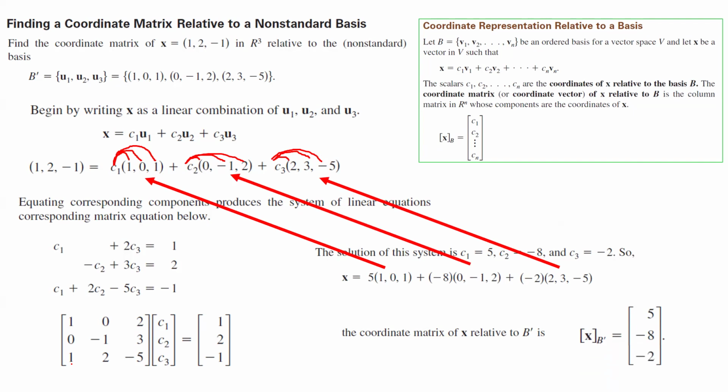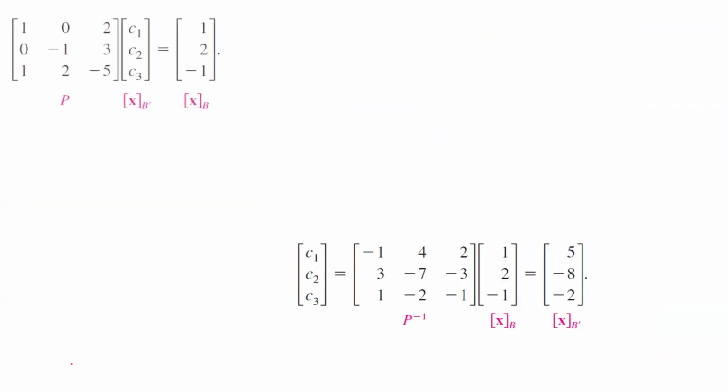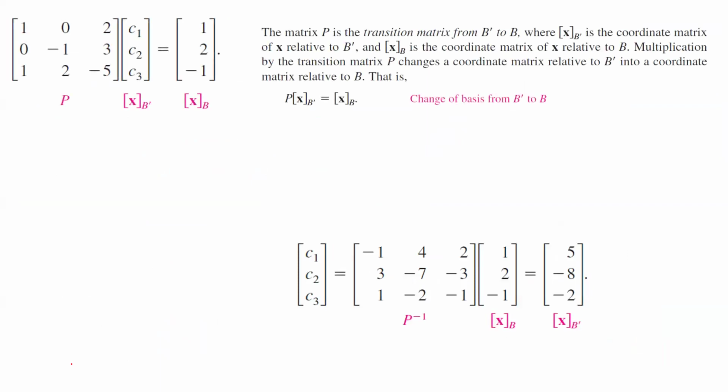There is a nice trick to solve this problem using the inverse of a matrix. We're going to form something that we call the transition matrix. So in the previous example, we had the coefficient matrix. We're going to call it P. And these are the C values that you're looking for, or the coordinate matrix of x relative to B prime. And on the right-hand side, you have the coordinate matrix for vector v relative to basis B. This matrix P is called the transition matrix.